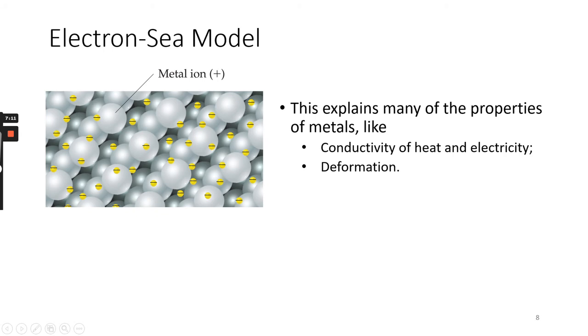So here's another picture of your Electron Sea model. So here you have your positive core with these negative electrons that are free to move around. This explains many properties of the metal, like conductivity, heat, and electricity, and the fact that you could deform the metal without it cracking or breaking.